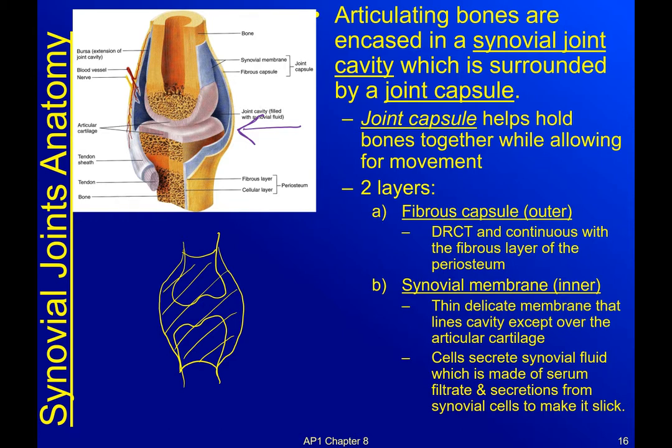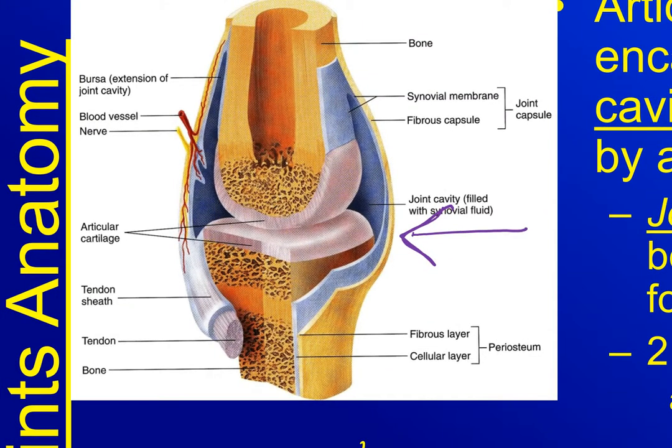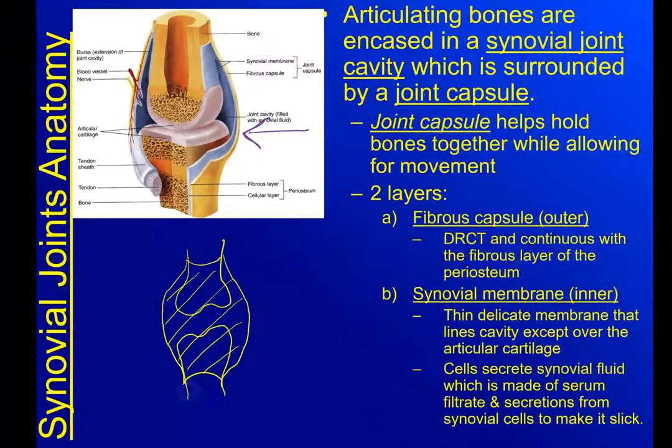It basically is like putting an ace bandage on a sprained ankle. It kind of supports it, but still allows it to move. You have two capsules around this joint. You've got a fibrous capsule, which you can see here. It's kind of that beigey yellow color. And then you've got an inner capsule here called the synovial membrane.